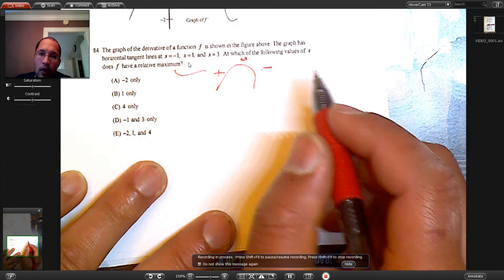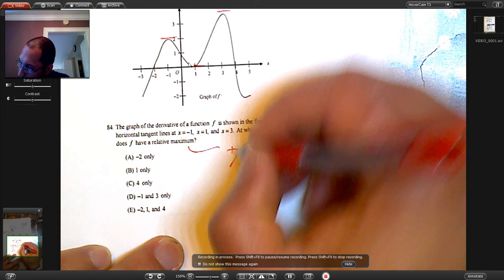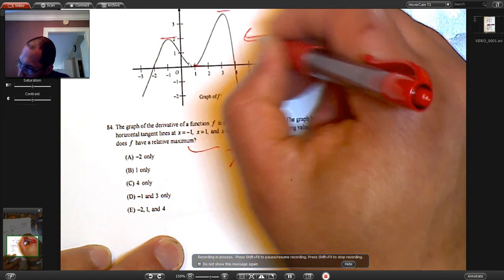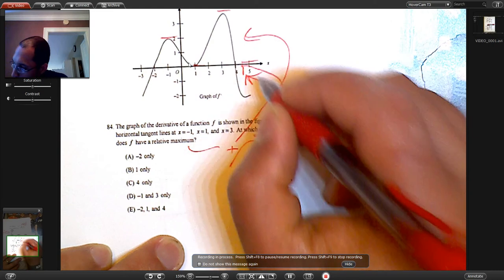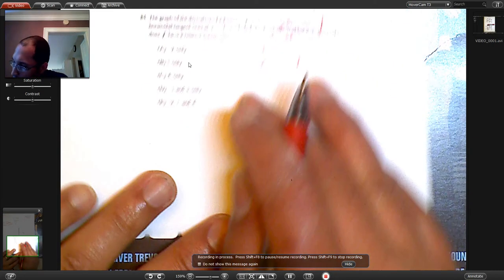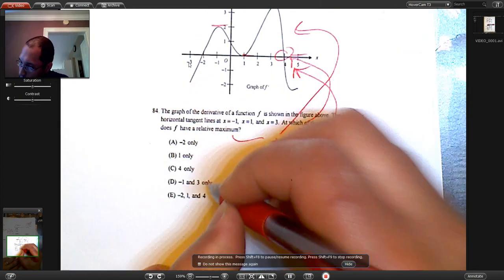Okay, so let's look at this derivative. Where does it go from positive, which is above, to 0, to negative? Right there at x equals 4. And it doesn't do that in any other place. Just at 4. Positive, 0, to negative.